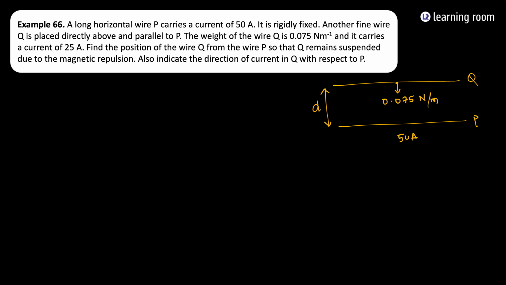Now, tell me one important thing. If I take the direction of current in P to be in the rightward direction, what is going to be the direction of current in Q so that it is getting balanced due to magnetic repulsion? It should be in the opposite direction, right? So current here is going to be 25 ampere so that the force per unit length, so what is it? It's going to be in the upward direction.